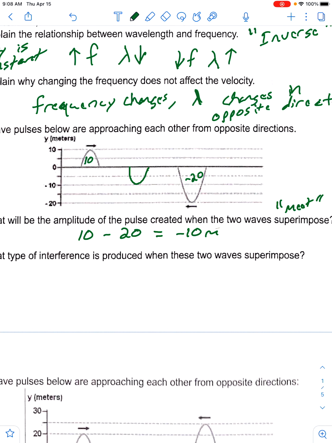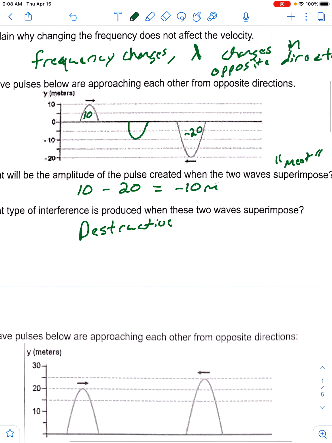Okay, so when you have a positive and a negative trying to meet, this is called destructive interference. So that basically means the waves are on opposite sides. You have a positive wave and a negative wave, so they're not going to help each other. They're just going to take away from each other. Okay, so that's called destructive.